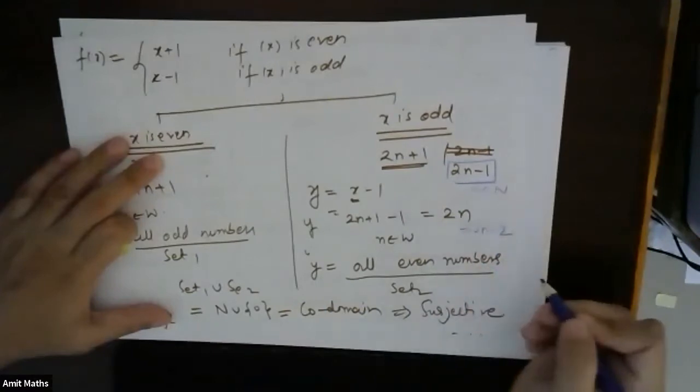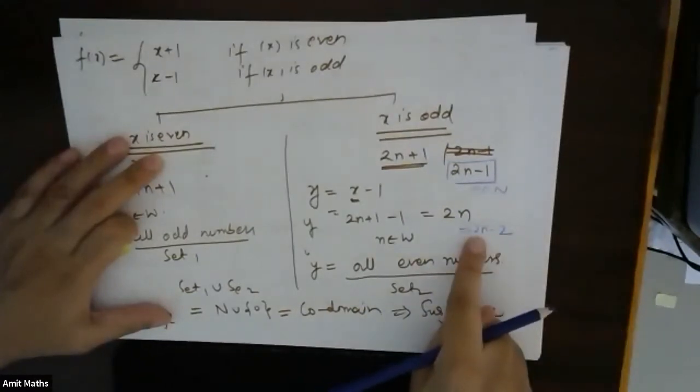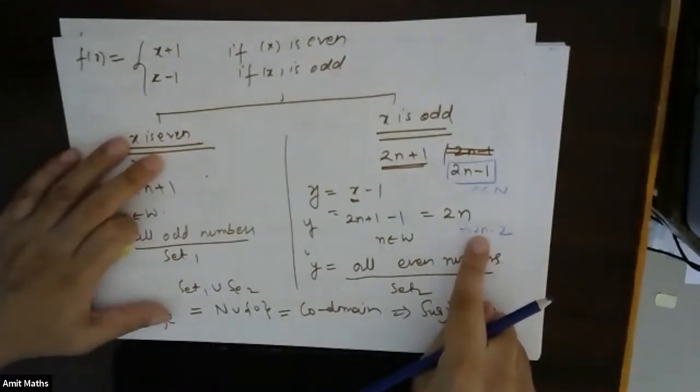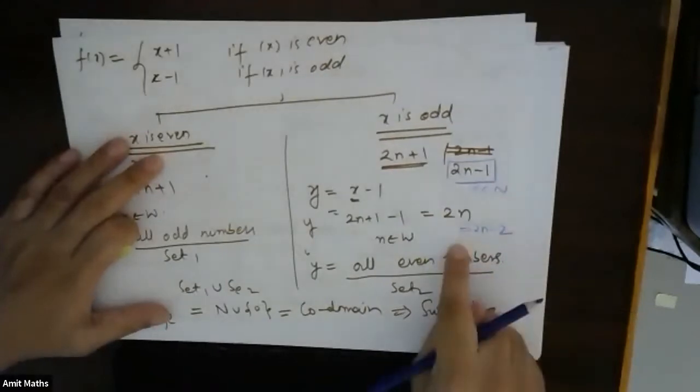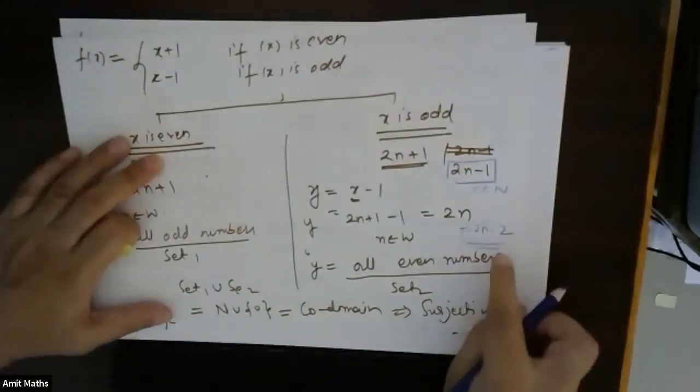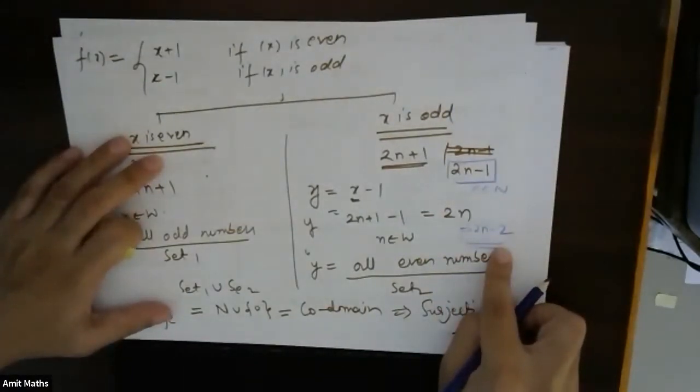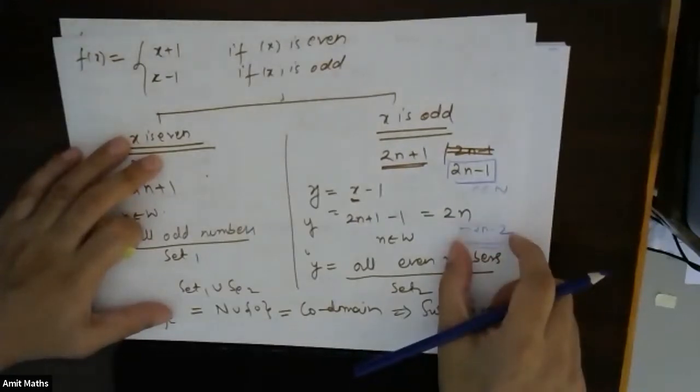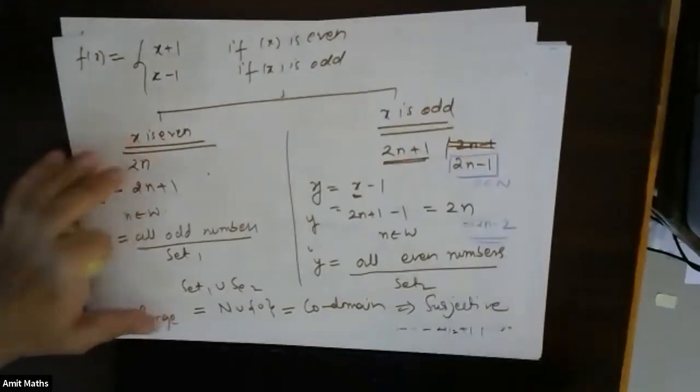If I substitute, instead of 2n plus 1, this will become 2n minus 2. Now substitute n equals 1, what will you get? 0. Substitute n equals 2, you get 2. Substitute n equals 3, you get 4, and so on. Again, 2n minus 2 is an even number starting from 0. So again, you will get the same answer.